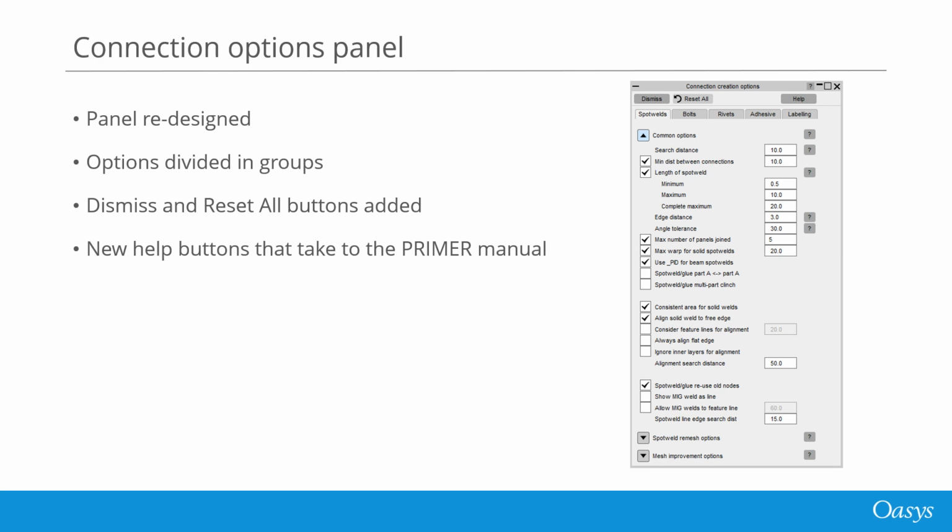The connection options panel has been redesigned. The options have been divided in groups. A dismiss and a reset all button have been added at the top of the panel, and new help buttons have also been added. When clicking on these buttons, the Primer manual will be launched on the relevant page.